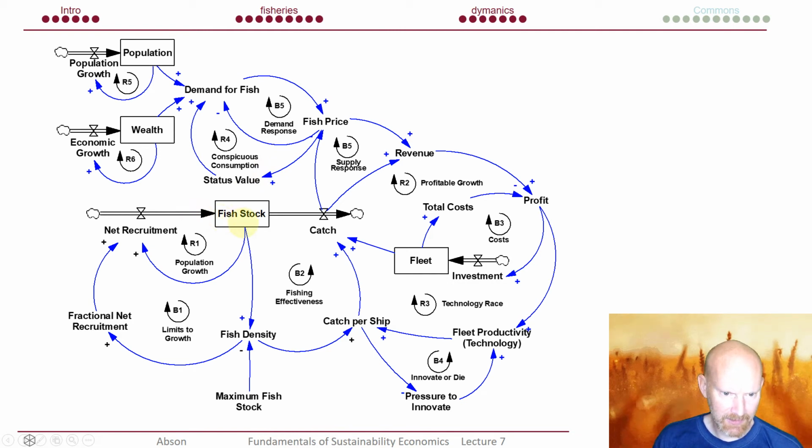But again, let's find a good starting point. There's a reinforcing feedback loop at some point. Fish stocks increase, that means population growth increases, that means net recruitment increases and the total amount of fish increases. But as the fish density increases in the ocean, the amount of fish you catch increases, and that means you catch more fish, which is pushing the fish stock back this way. So that's a balancing feedback loop. And then there are limits to growth.